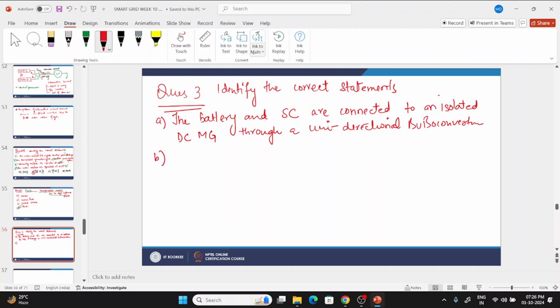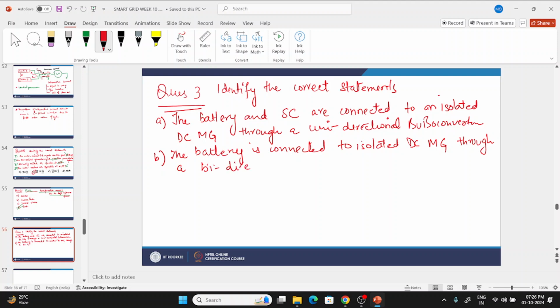B: The battery is connected to an isolated DC microgrid through a bidirectional converter, not a supercapacitor.